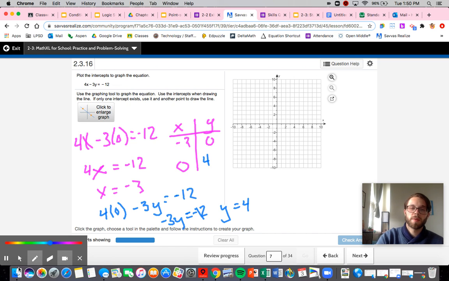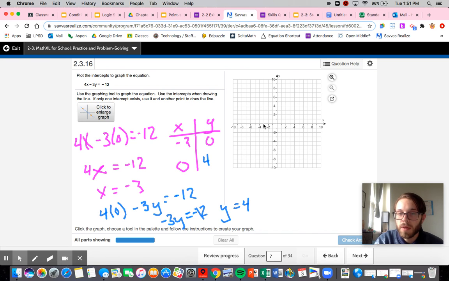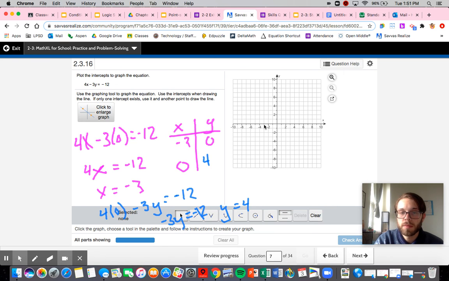Okay, so now what are we going to do? Let's plot those 2 points over here. All right, so I am going to do the first point, -3, 0. All right, so -3, there we go, -3, 0. And my other point, I'm doing 0, 4. And there you have it. That should work. Check our answer.